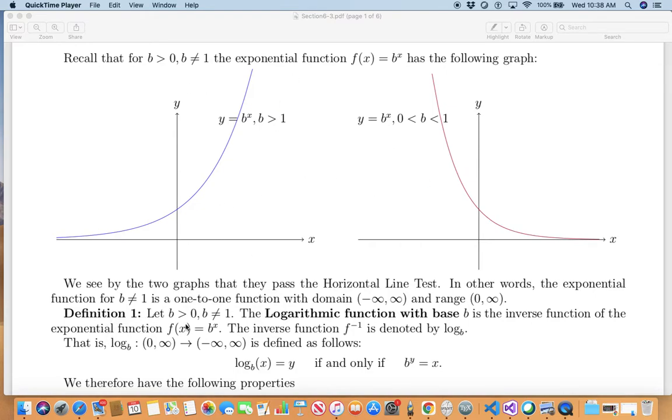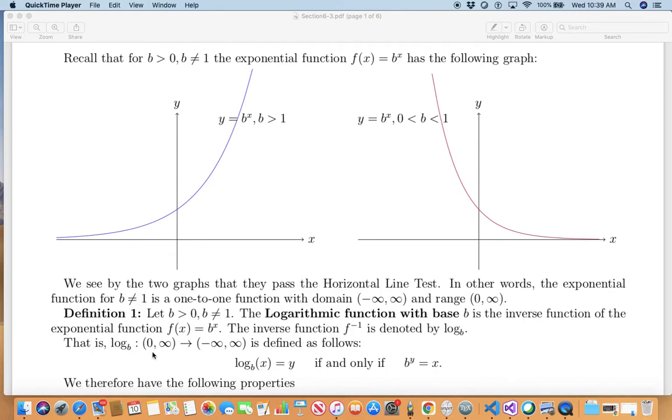So first definition: let base b be greater than 0 and base not equal to 1. The logarithmic function with base b is the inverse function of the exponential function f(x) equals b to the x. The inverse function, f inverse, is denoted by log base b. That's how you read it. So the exponential has a certain base, and its inverse has the same base. That's how it's denoted.